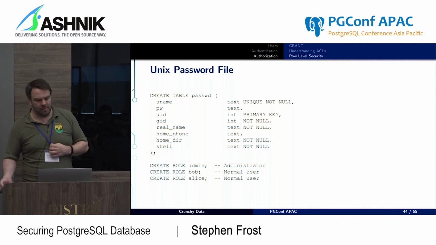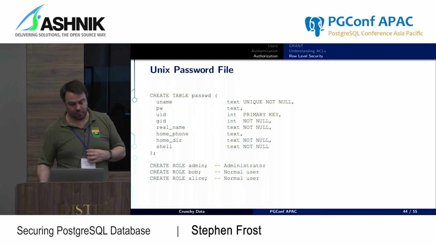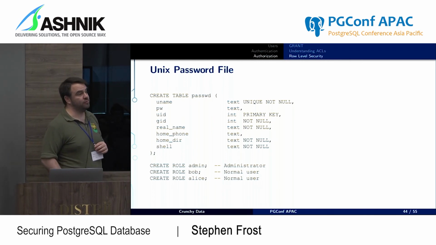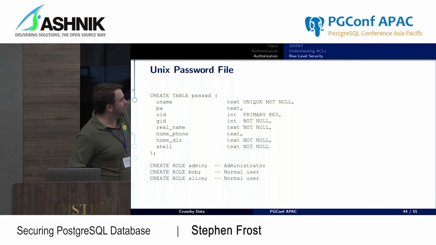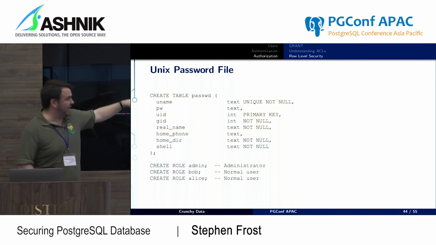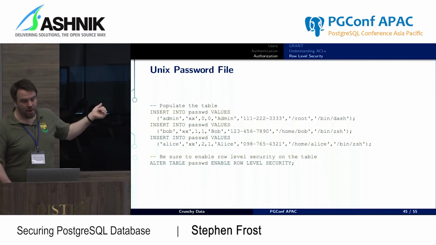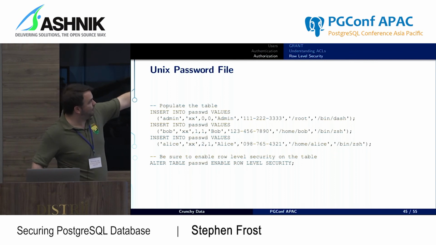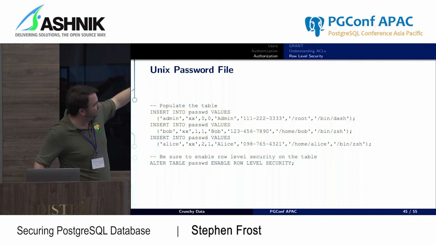I'm going to go quickly through this because I'm just about out of time, but here's the Unix password file done as a table with row level security on it, right? So here, the regular Unix password file: username, password, UID, GID, et cetera, and then I have these 3 users. I have an administrator, and then I have Bob and Alice. So I'm going to populate the table initially with data for these 3 users, right? So admin has this, and Bob has that, and whatnot.